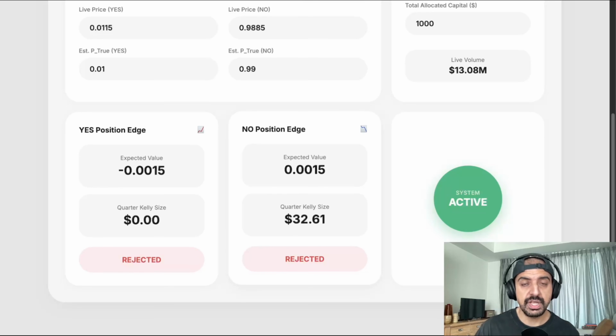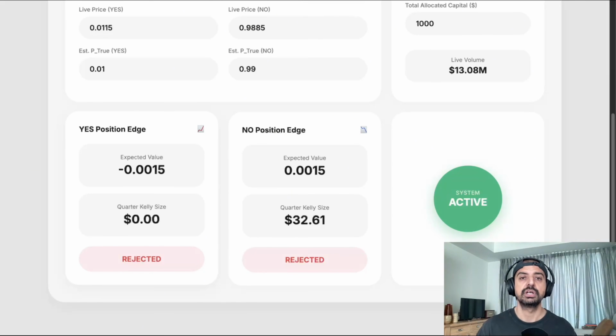And this is the most important part of this entire dashboard, which is the edge or the expected value. And so this dashboard has calculated that the market is currently overestimating the likelihood of a yes outcome. And the yes position edge is at minus 0.0015. And this is because the market price is higher than the engine's true estimate. So what this means for you is that betting yes yields a negative expected value. Basically, in layman's terms, it's an overpriced bet.